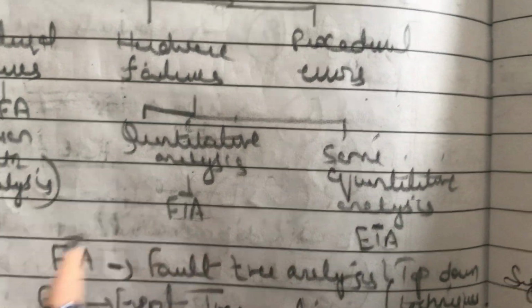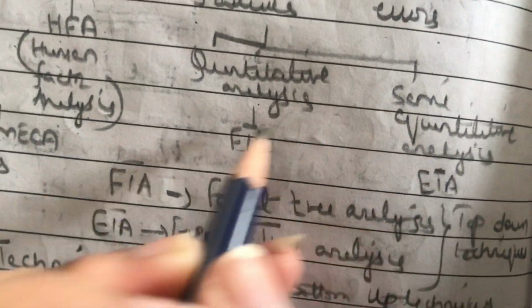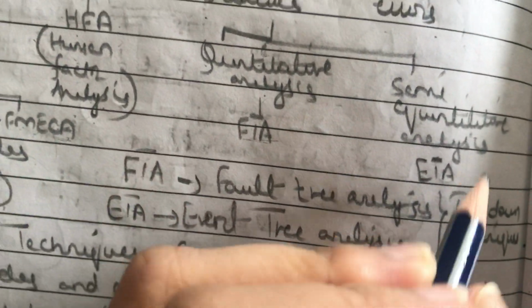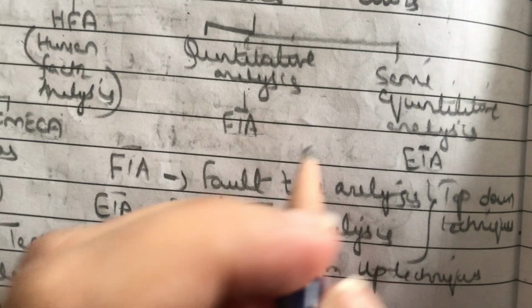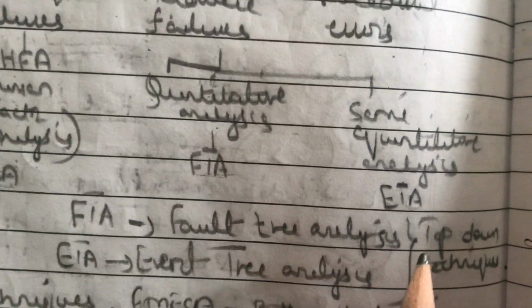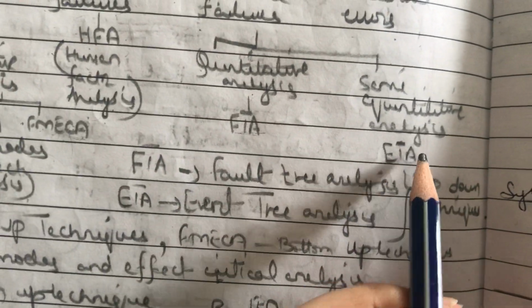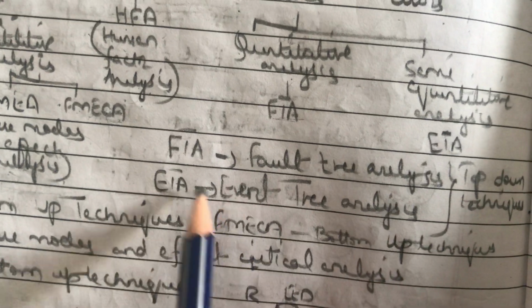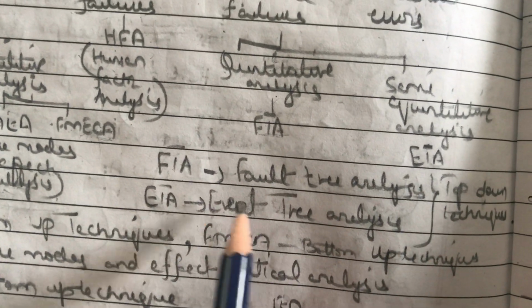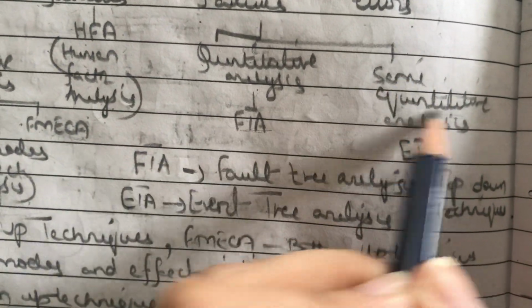And FTA is fault tree analysis, a complete method, a complete way of doing this. It's covered in other videos, you can search it out from there. And for ETA we have event tree analysis. This is another complete method, used when we have semi-quantitative analysis.